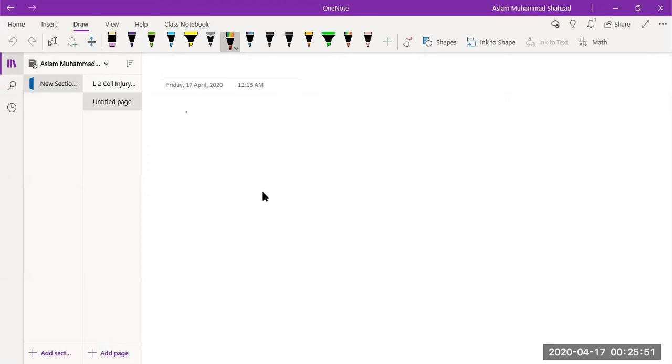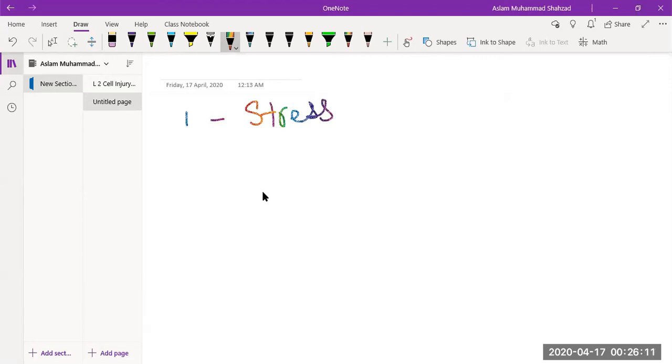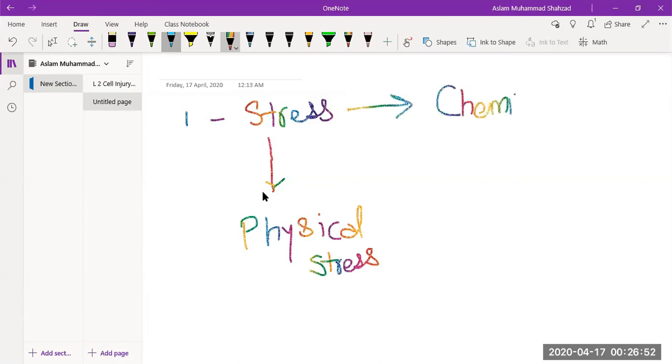So number one is stress. When we talk about stress, we need to understand there are three different types of stress that happen to the cellular structures. We can divide them into three subdivisions. Number one, physical stress. Number two, chemical stress. Number three, infectious stress.